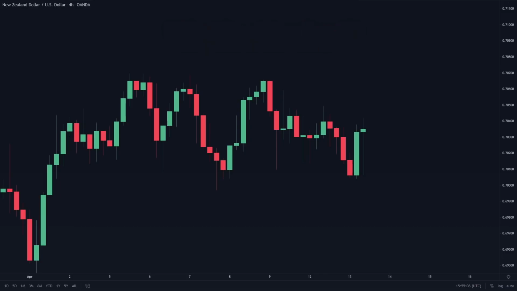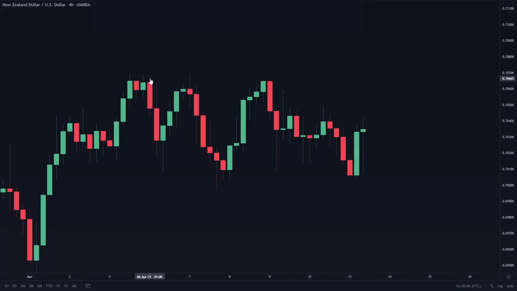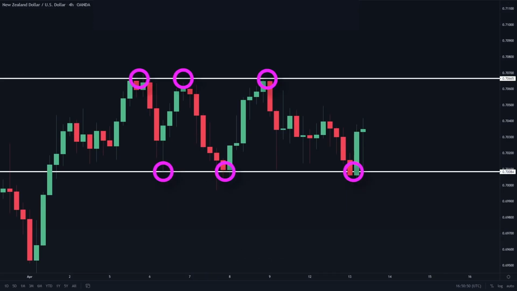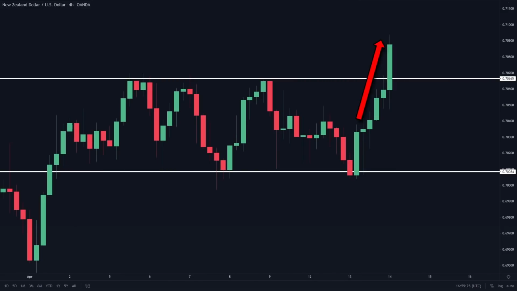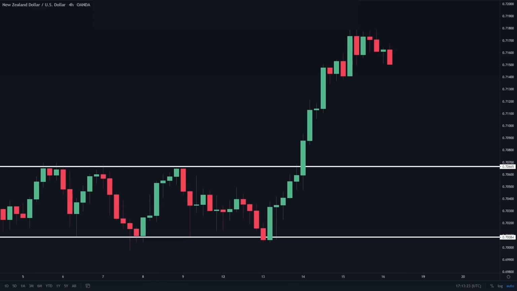So, in this chart, we can see that the price is moving within a range, and so we can place a level of resistance above and a level of support below here, as price rejected it multiple times. Now notice, as soon as the price broke out of the key level, the market started trending, and this would have been a good buy entry.